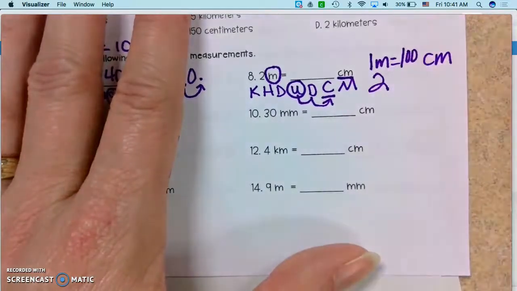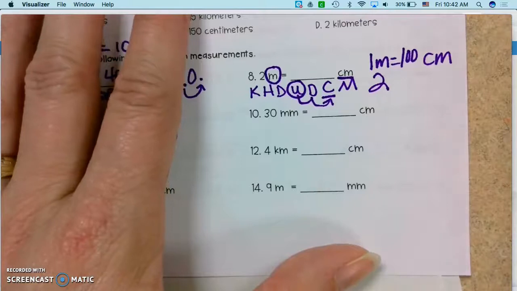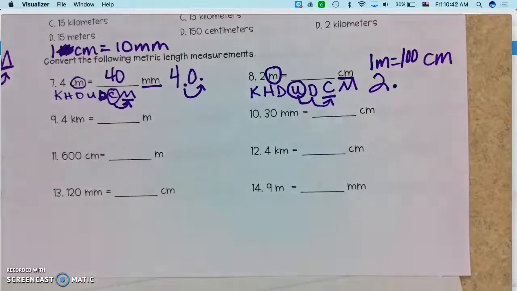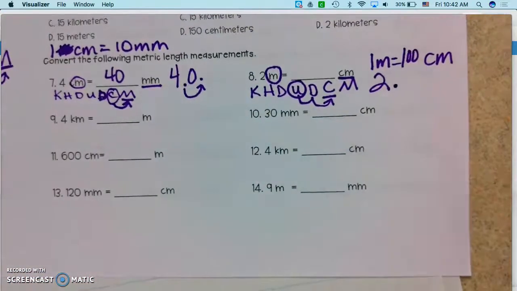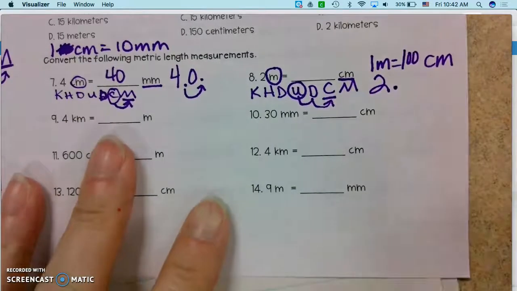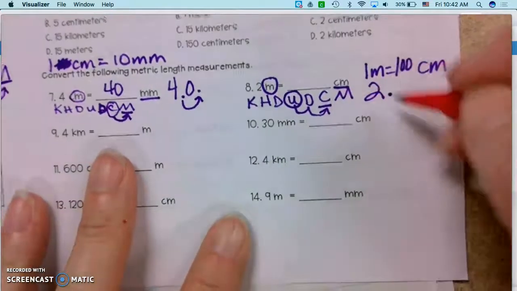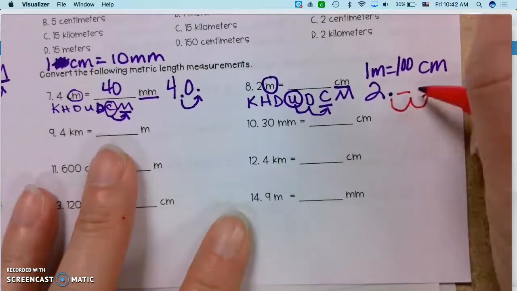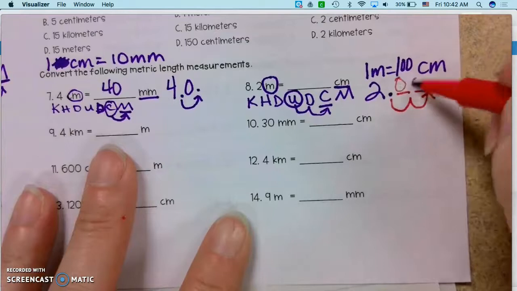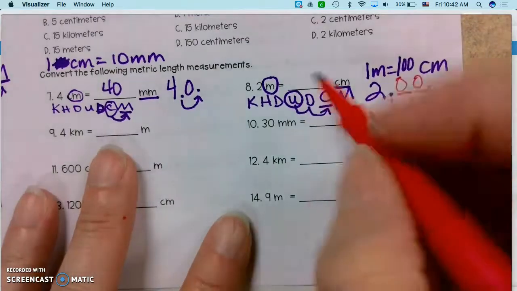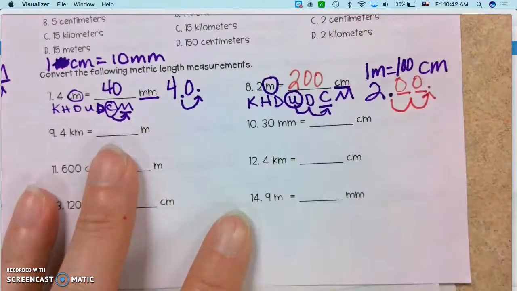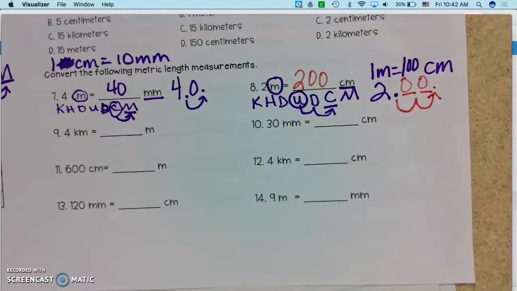Where is my decimal on the 2 if you can't see it? After the 2, right there. So what am I going to do with my decimal? Am I going to move it to the left or to the right? Right. How many times? 2. What did I do in these empty spots? Add zeros in. So 2 meters is equal to how many centimeters? 200 centimeters. Good. Y'all are getting better.